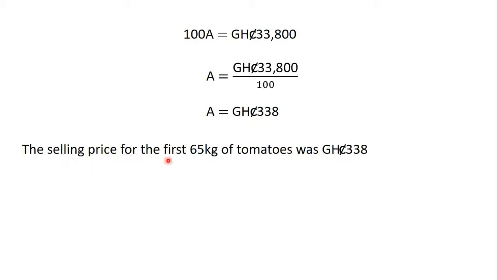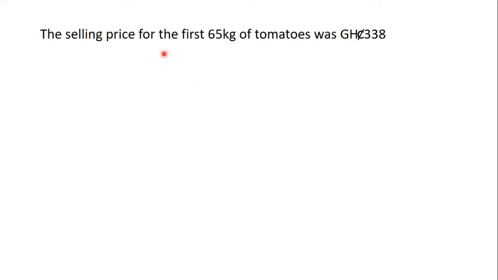We want to find the value of A. So you divide both sides by 100. You divide the left hand side by 100 and divide the right hand side by 100. And this will give us A is equal to 33,800 Ghana cedis divided by 100, which is equal to 338 Ghana cedis. This means that the selling price for the first 65 kilograms of tomatoes was 338 Ghana cedis. So we have been able to find the selling price for the first 65 kilograms of tomatoes, and we got 338 Ghana cedis.